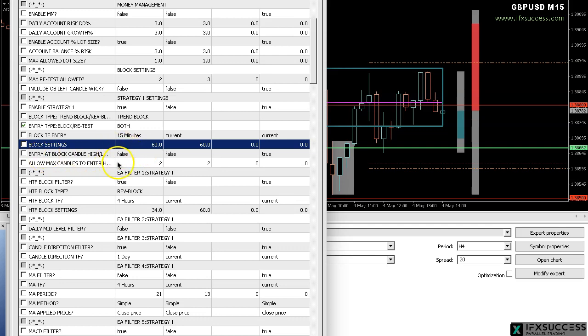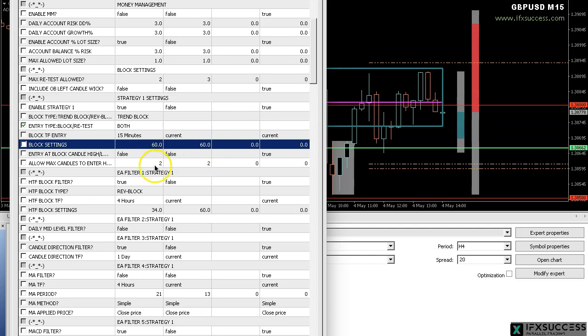Now, this is kind of tricky over here. In the entry, a block candle high or low. What this means is, you see this block in here, we have this candle right over here. Sometimes the market gives us a block entry and then it just reverses back, and the next candle never went higher than this candle. So only enter if the price goes higher than the block entry candle, which will be this one, and enter higher if we're buying, and enter lower if we're selling.